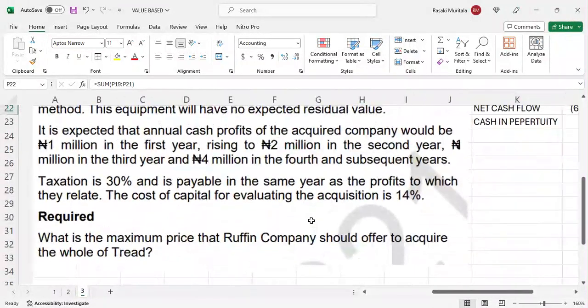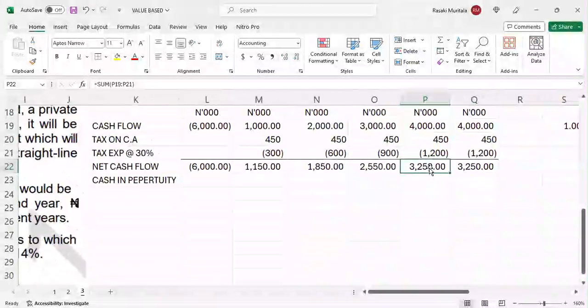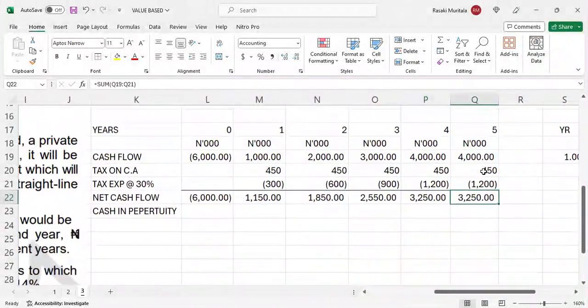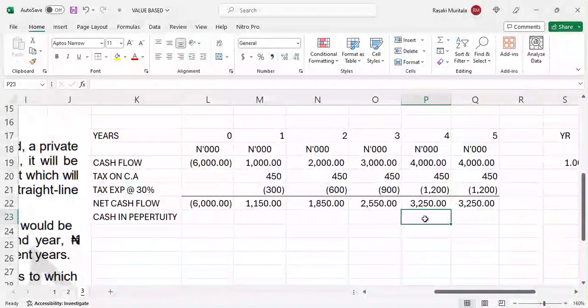Let me look at the question they said. They said in year 4 and into the foreseeable future, so it's not growing at a particular rate. They said in the third year, 3 million and 4 million in year 4 and subsequent years. So everything we expect into the foreseeable future from year 5 will now be brought to the present value in year 4. And that is going to be what?